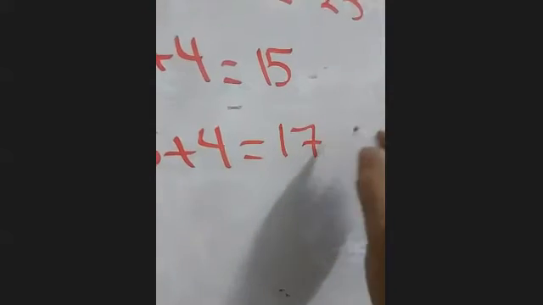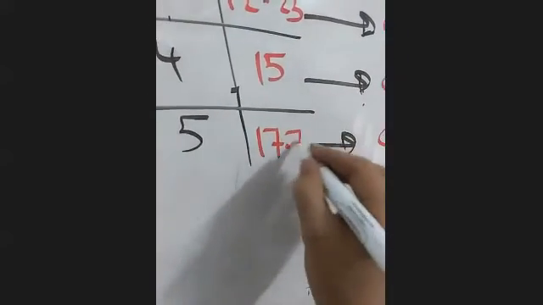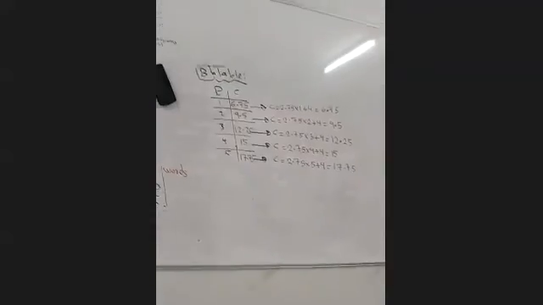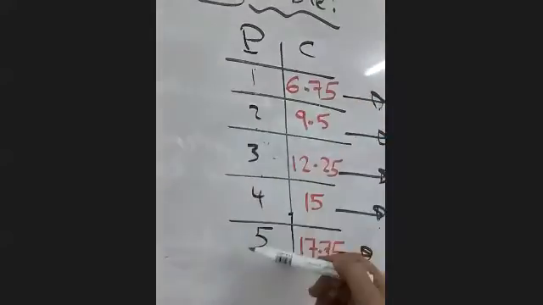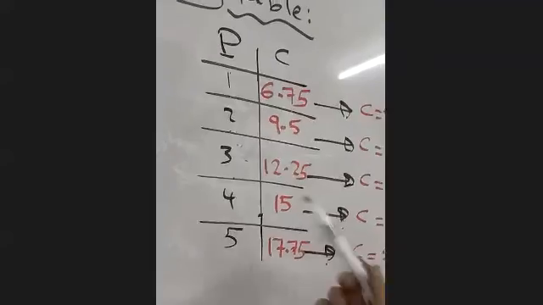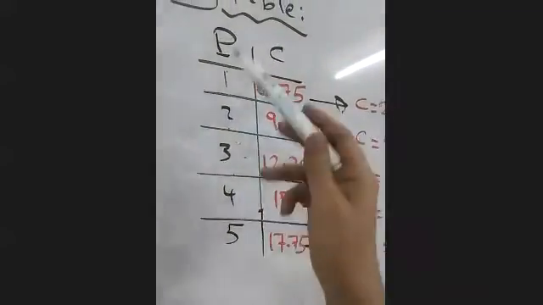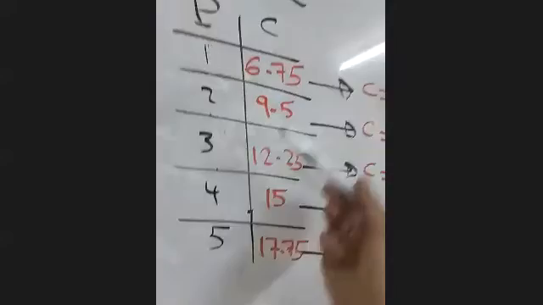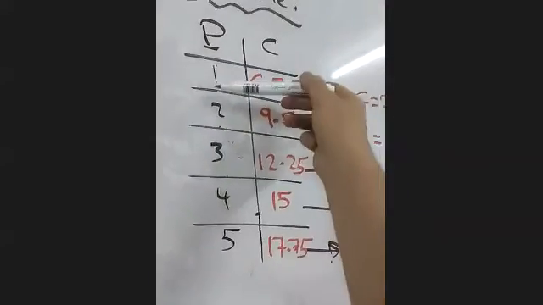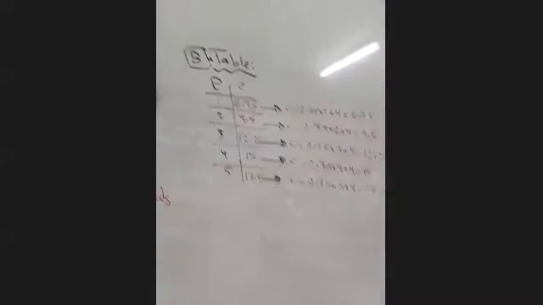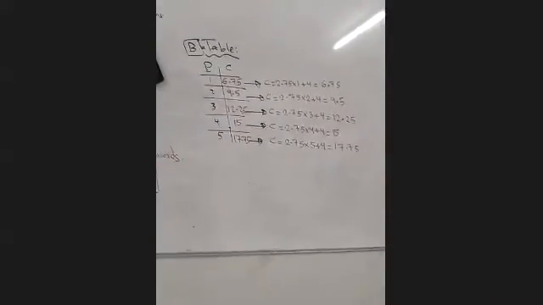17.75. And here I will put 17.75. Now I fill the table. I have the table. Are these numbers the only numbers for P? No, you can choose 6, 7, 9, 8, any numbers you want. But to make it easy for us, we choose small numbers.